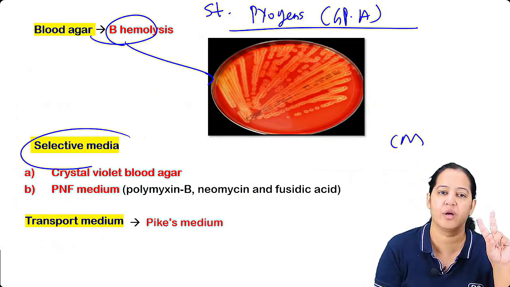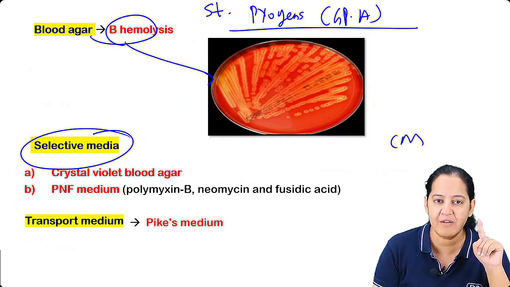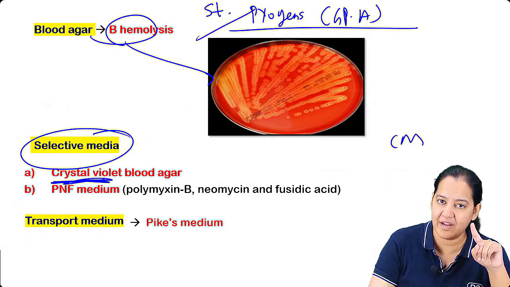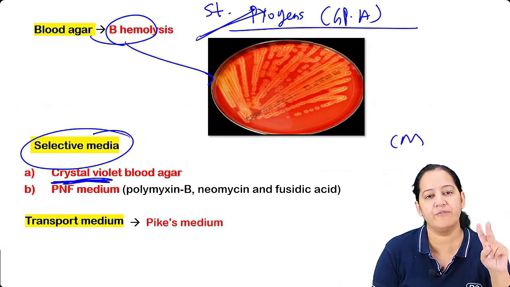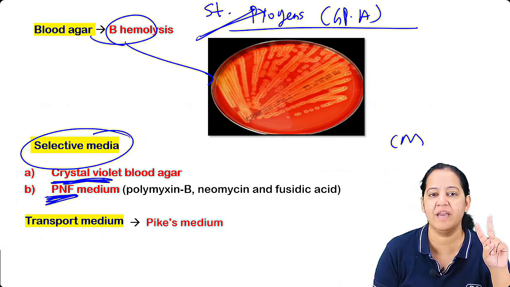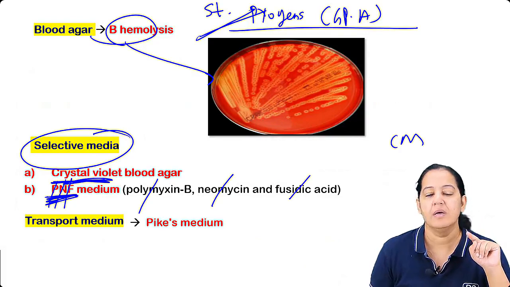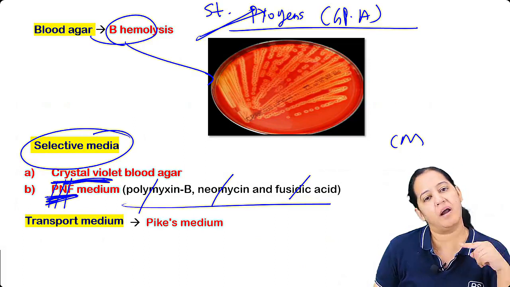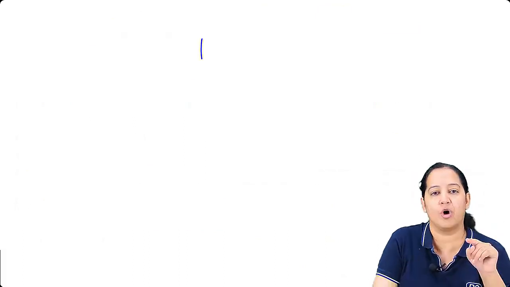Selective media you have to learn too. On blood agar everyone grows, na? So if you add crystal violet in the blood agar, only this bacteria will grow, others will not grow. Number 1, crystal violet blood agar. Number 2, if you add PNF in the blood agar, what is PNF? Polymyxin, neomycin and fusidic acid. These 3 things if you add in the blood agar, only Streptococcus pyogenes will grow, others will not grow.